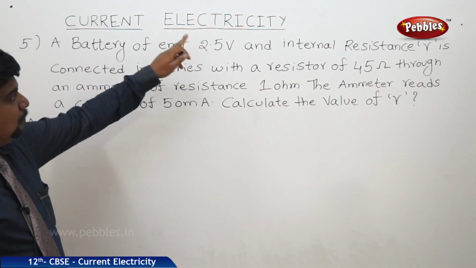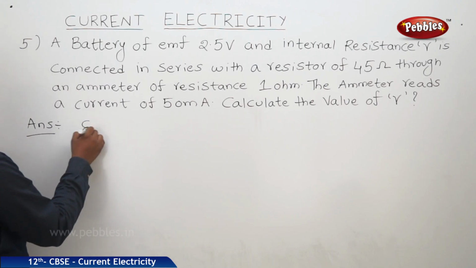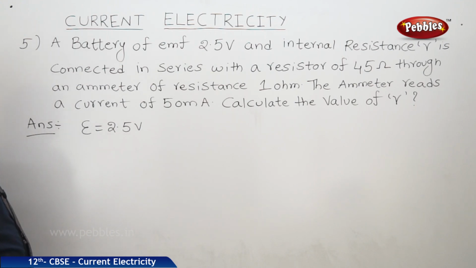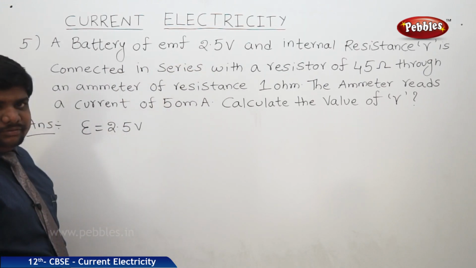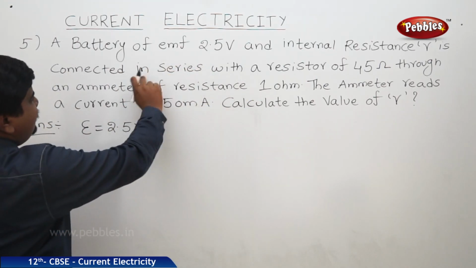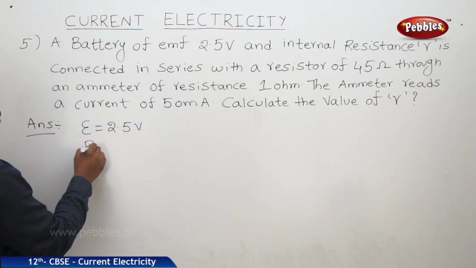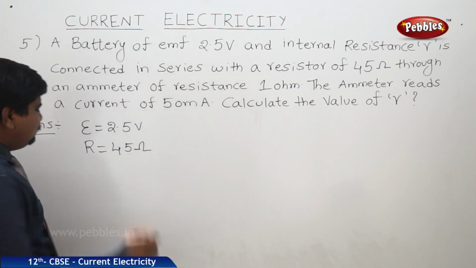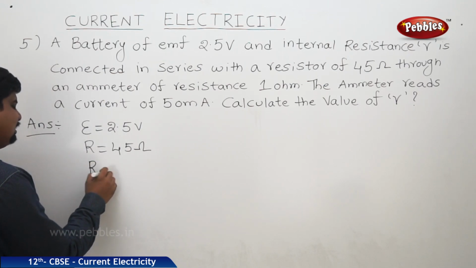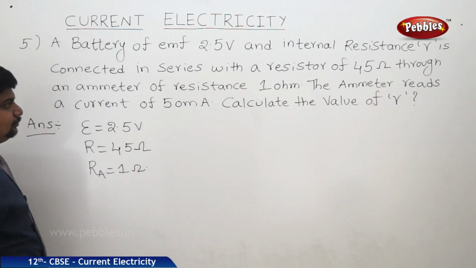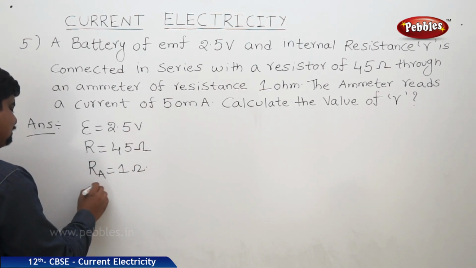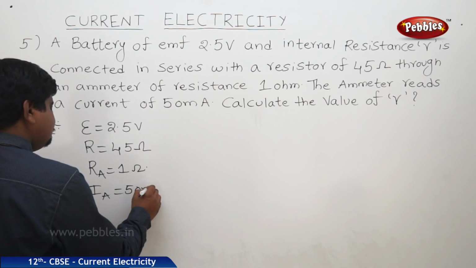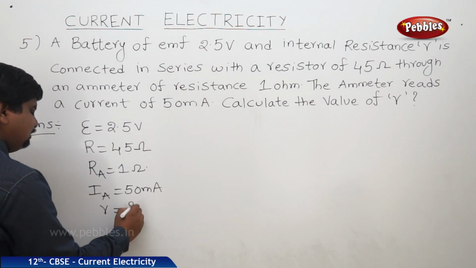There is a battery. EMF of the battery is 2.5 volts. And internal resistance R is connected in series. Means this battery's internal resistance is R. We should find out the R according to the given data. In series with a resistor of 45 ohms. Means resistor is 45 ohms. Through an ammeter of resistance 1 ohm. Means resistance of ammeter is equal to 1 ohm. The ammeter reads a current of 50 milliamperes. Means IA, current read by the ammeter is 50 milliamperes. Calculate the R, nothing but the internal resistance.